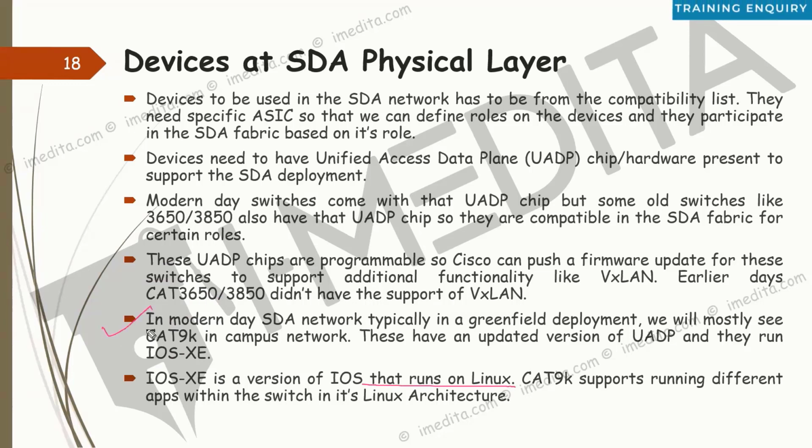So in a modern-day SDA network, typically in a greenfield deployment, which basically means a fresh deployment, we use the Catalyst 9K series switch platform. They have the updated version of the UADP and they run IOS XE. What is this IOS XE? IOS XE is a version of the IOS that runs on Linux. So in all these Catalyst 9K series switch platforms, we can run this IOS XE.